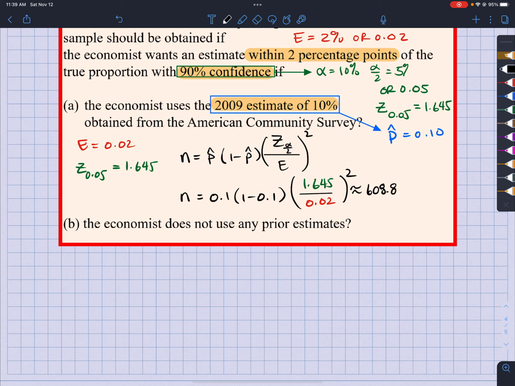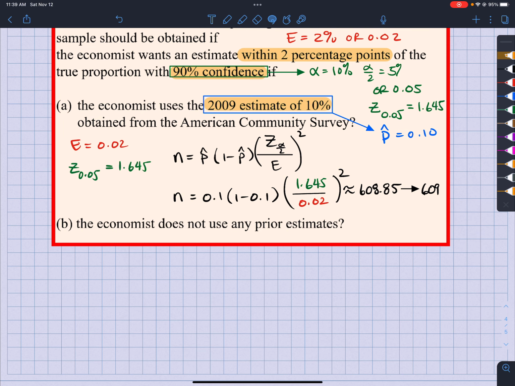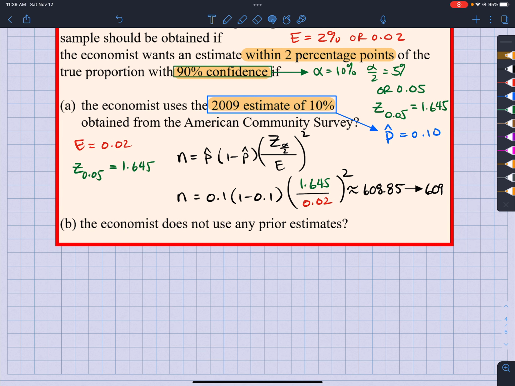All right, and what you're going to have is that this is approximately 608.85. So we're going to go ahead and round that up to 609. So it's going to give me 609 as my answer. So there it is.